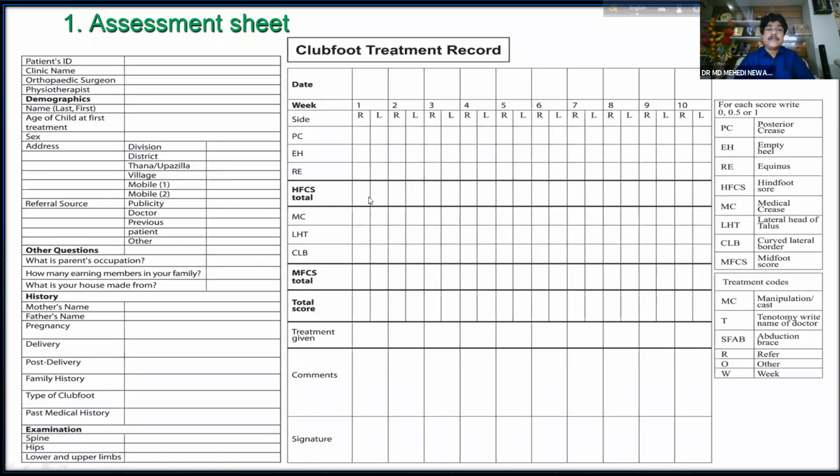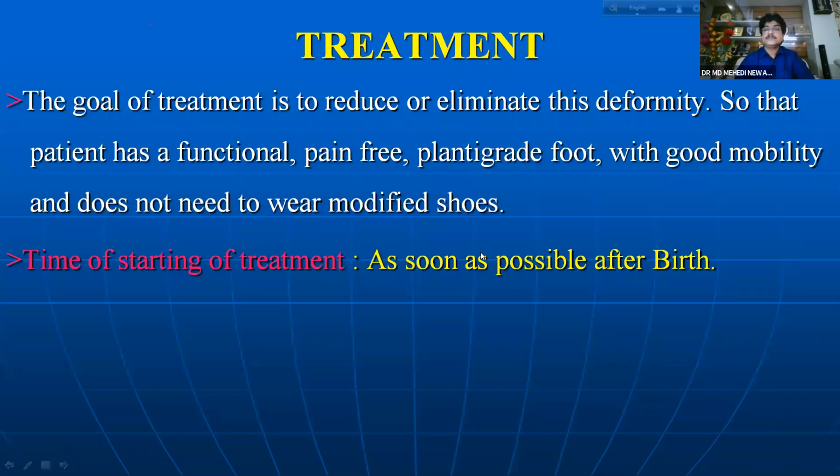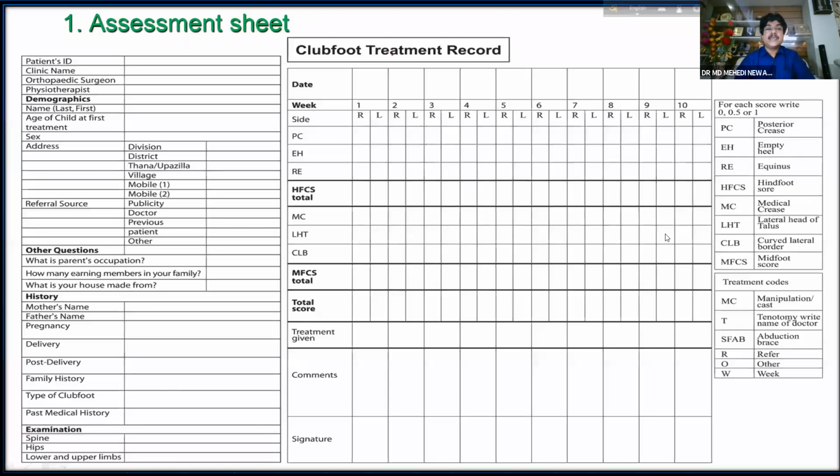Like this, we do the midfoot scoring system, and every point is noted here. For the midfoot, that is the medial crease, lateral head of the talus, and curved lateral border, we examine everything and record the points here, and then the summation. And every week, second week, third week, fourth week, the number gradually decreases.